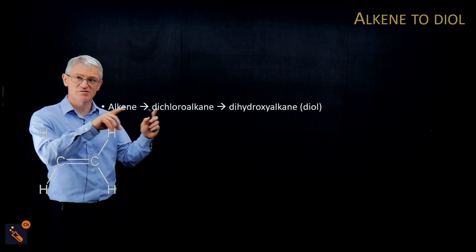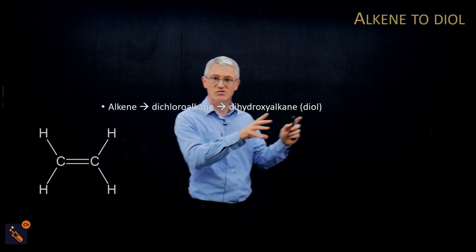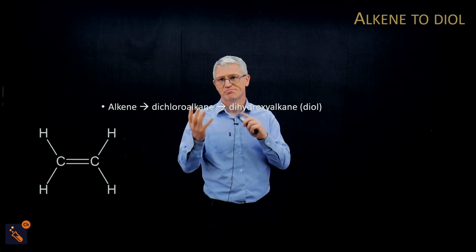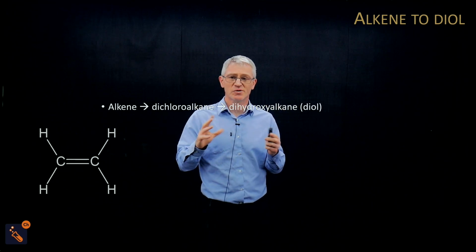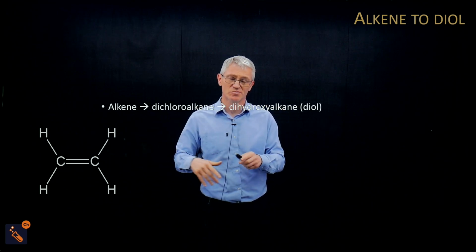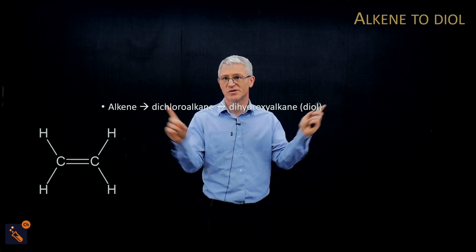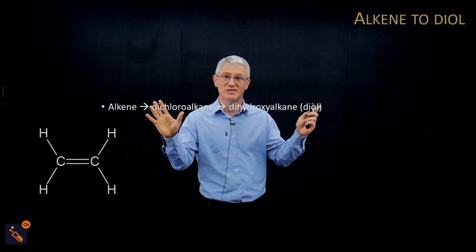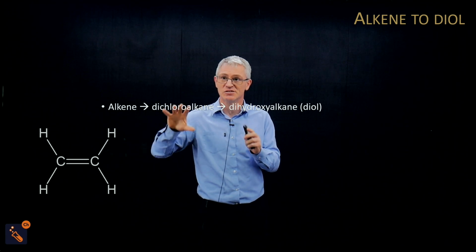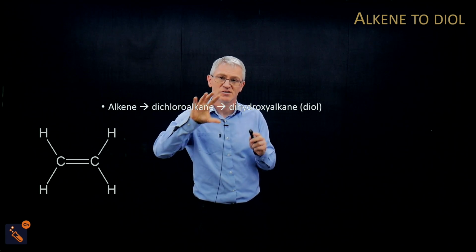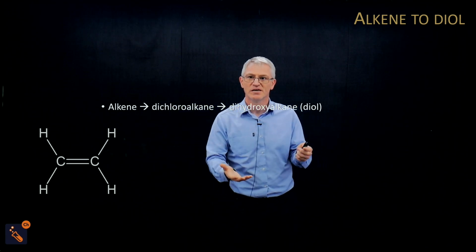Next one is alkene to dichloroalkane to dihydroxyalkane. Now, this one is for when you can see one functional group turning into two functional groups coming off it. Okay, so if you see two things added at the same time, this is how you do it. You do it with the dichloro and then you do it with the dihydroxy. So let's have a look at this.